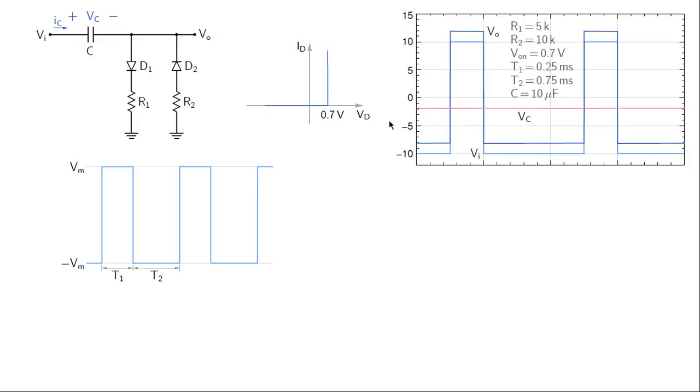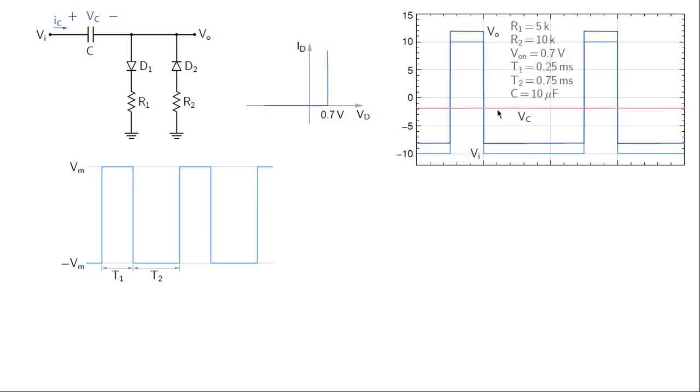About the capacitor voltage, we said that we expect Vc to be approximately constant, and that is observed over here. And what is that value? This is 0 volts, this is minus 5, so Vc is about minus 2 volts.